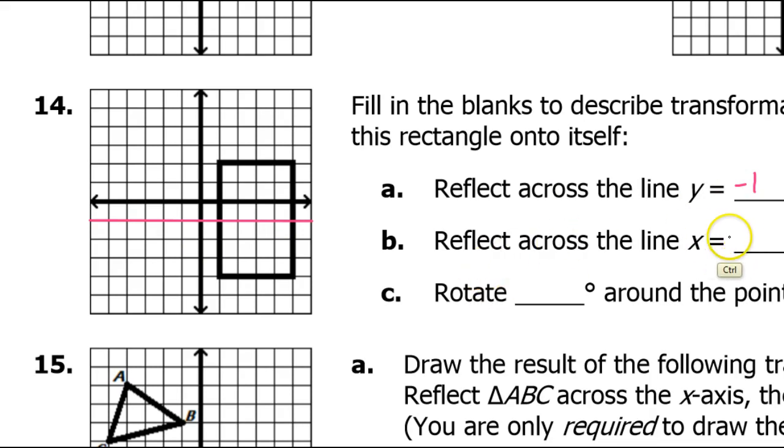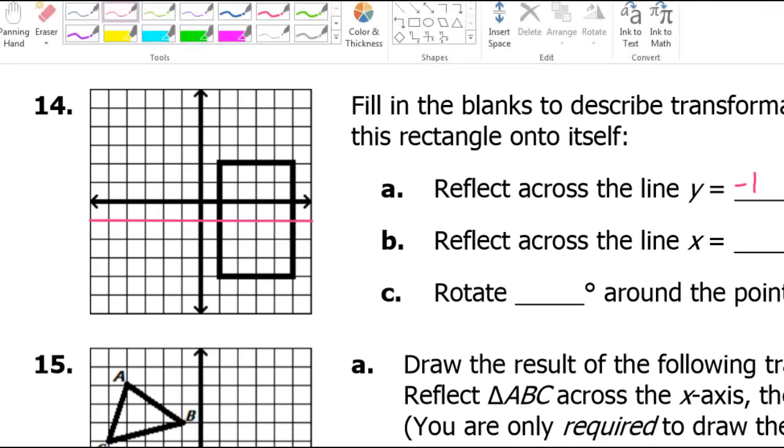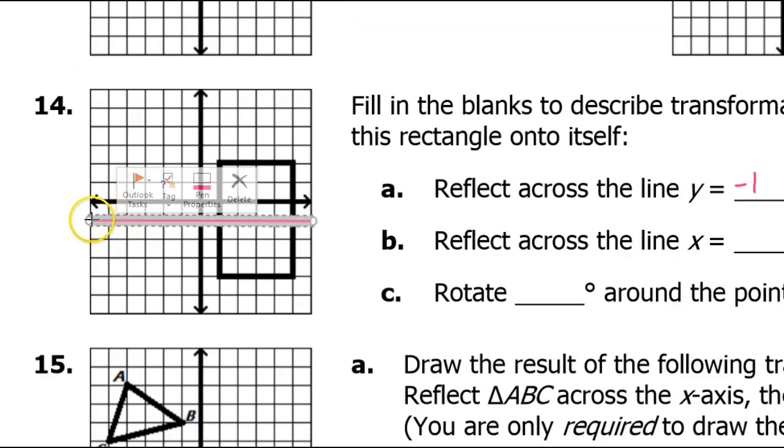Now, the line x equals what? Well, x equals something is a vertical line. So they're simply asking me now for the vertical line of symmetry. So I'm just going to move this. Alright, the vertical line of symmetry is right here. See how this line splits the rectangle down the middle?